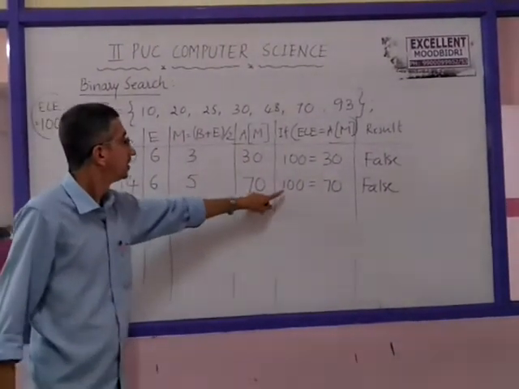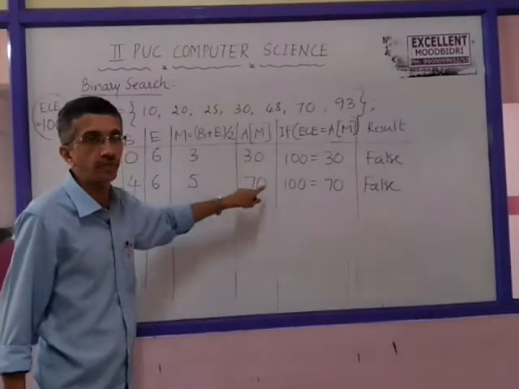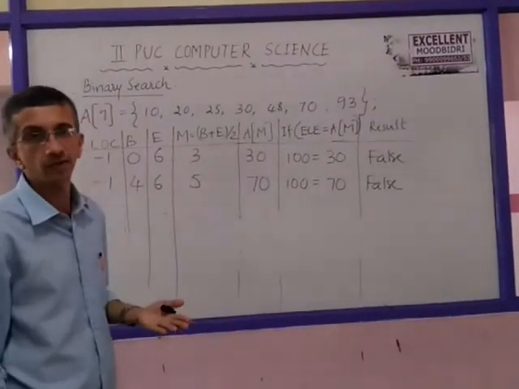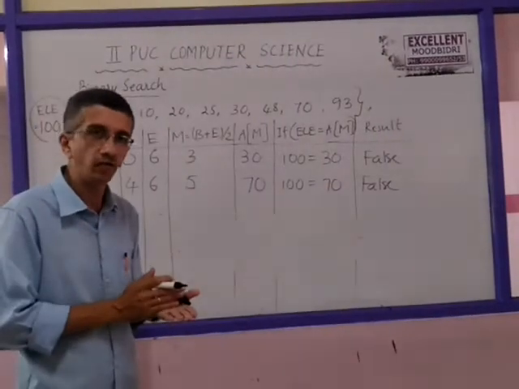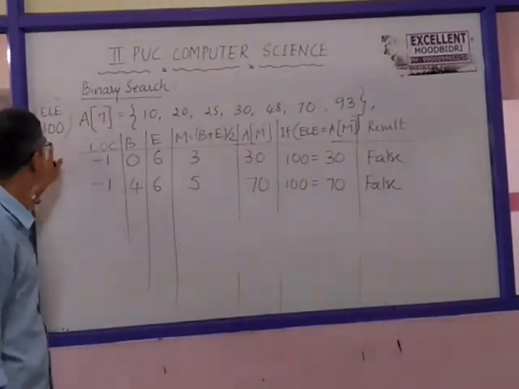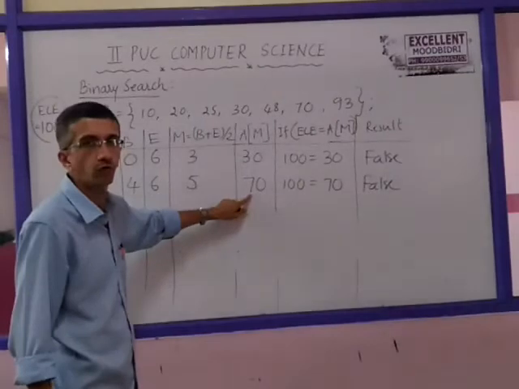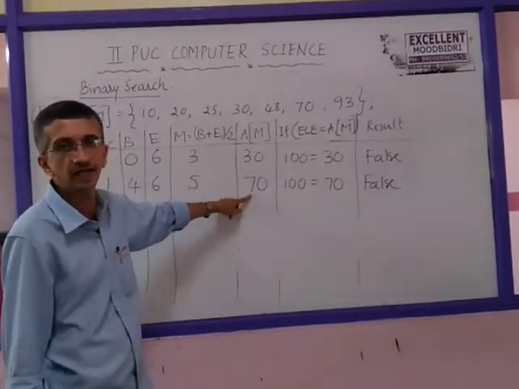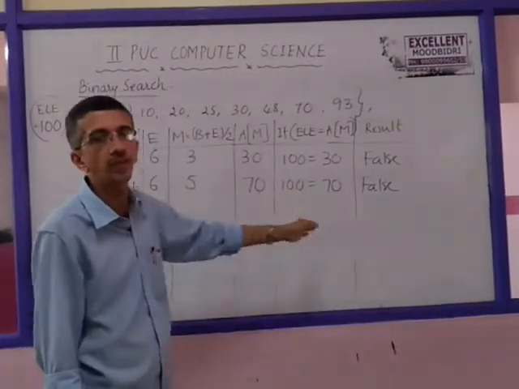So the item is not equal to the mid item. Next, go through the next step of it. If element is less than A of mid, element is 100, less than 70, true or false? False. Goes to the else: beginning is equal to mid plus 1 again.